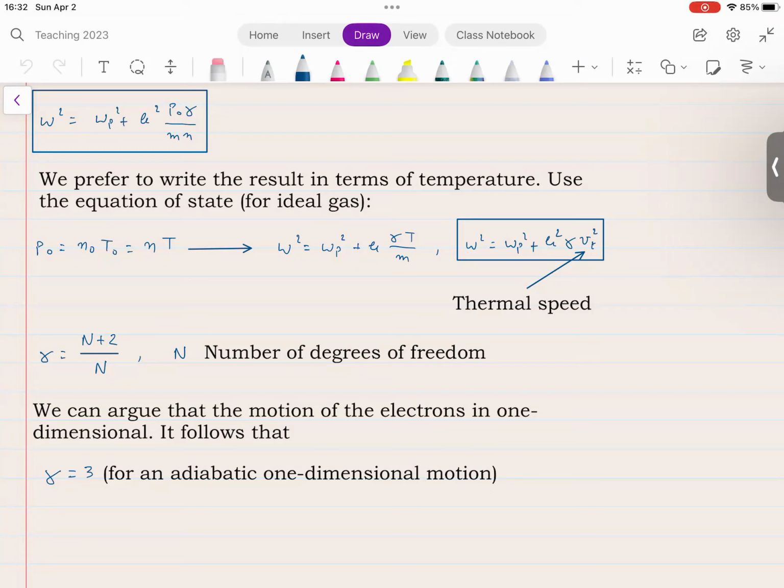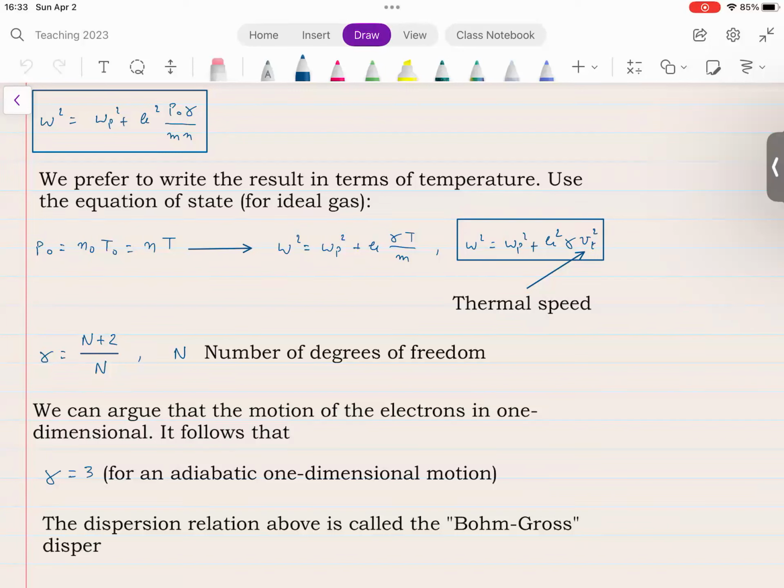The dispersion relation above actually has a name. It's got two names. Well, one, let me just write it. The dispersion relation above is called, and let me copy the name so I don't mess this up, it's called the Bohm-Gross dispersion relation, by the name of the people that first obtained it. And again, for electron plasma waves.